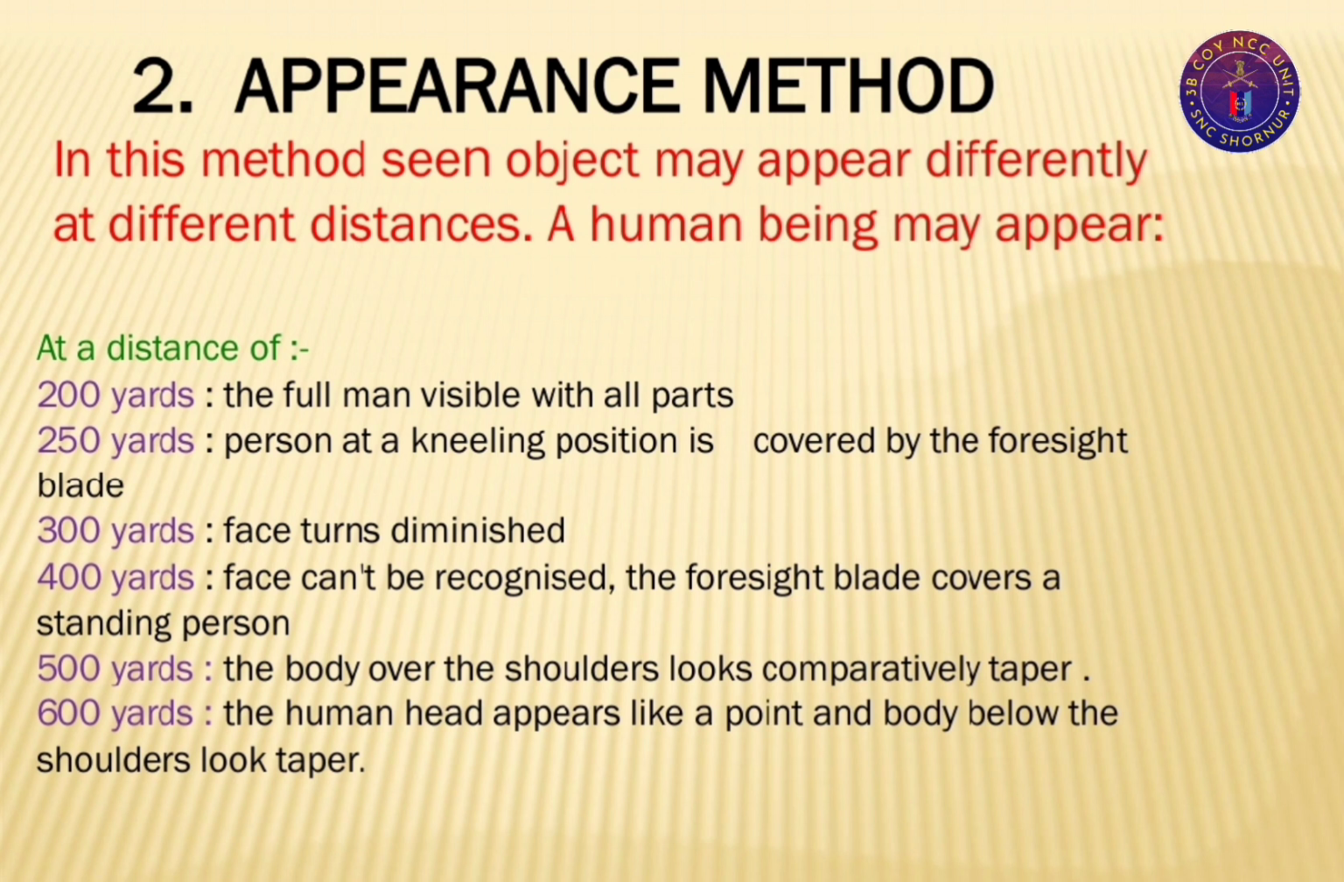At 400 yards, the face can't be recognized and the foresight blade of the rifle covers the standing person. And at 500 yards, the body over the shoulder looks comparatively tapered. And at 600 yards, the human head appears like a point or a dot, and the body below the shoulder looks tapered.